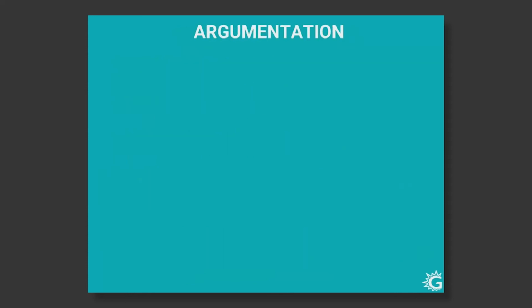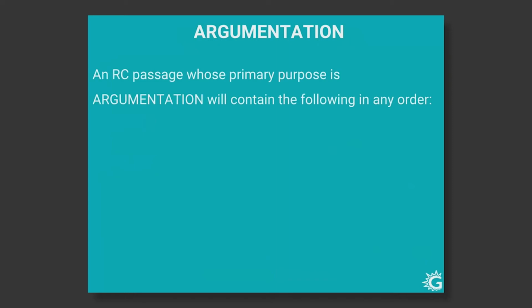Now, we've taken a look at this type of passage, right? We saw exposition. What is an argumentative type of passage? Well, argumentative passages usually have the following elements, okay? The primary purpose is to argue something. So you can expect a problem statement, okay? Some issue being pulled up, some question, right?